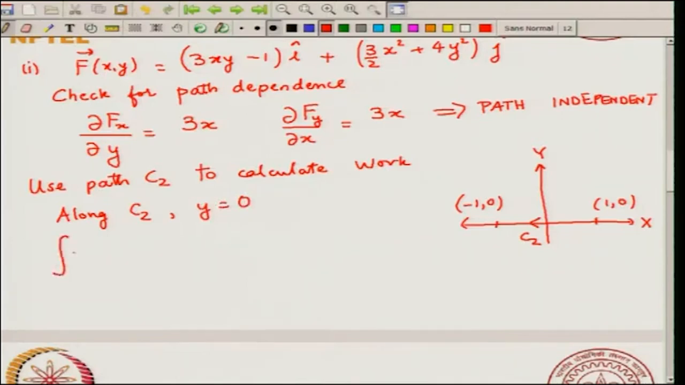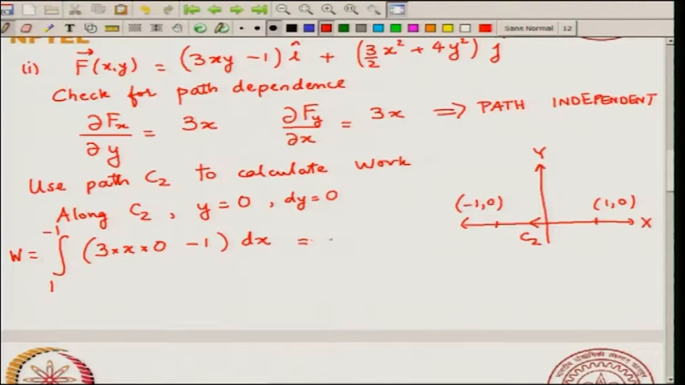So I can write the integral, or work, is equal to the integral where x goes from 1 to minus 1, and so dy is also 0. So the only term that will contribute will be the x component. So now I'll get 3xy minus 1 dx. But since y equal to 0, I have 3 into x into 0 minus 1 dx. Remember dy is 0, so I don't have any term involving dy. So then I just get minus 1 dx.